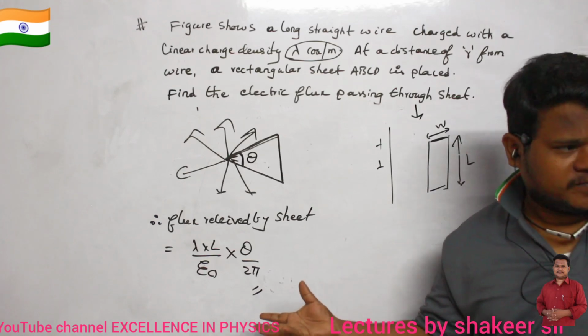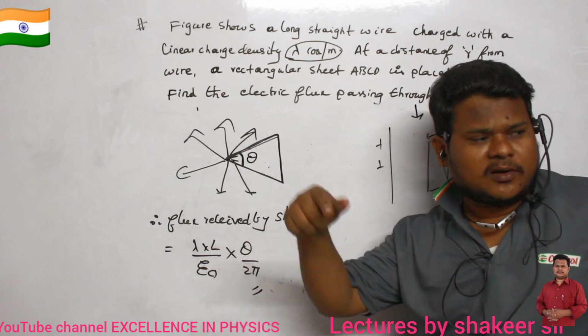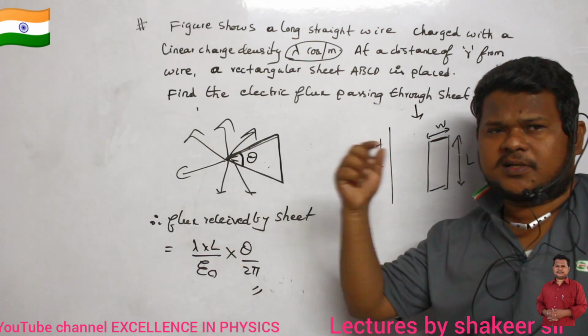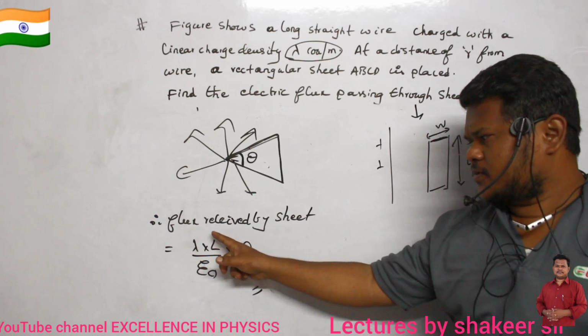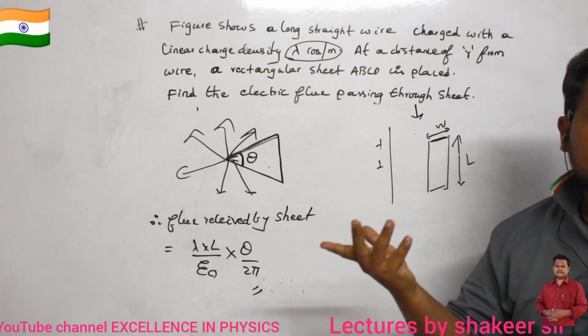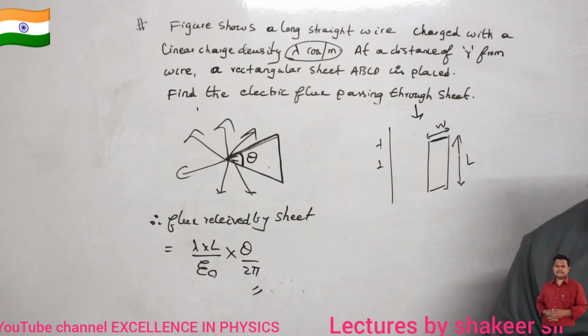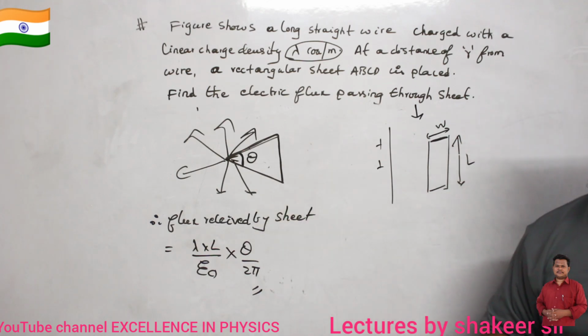Are you following? What is this lambda L divided by E naught? It is the total flux produced by the sheet of length L. Out of this flux received by the sheet, I am multiplying by theta by 2 pi. What is meant by theta by 2 pi? It is the fraction of angle, no?